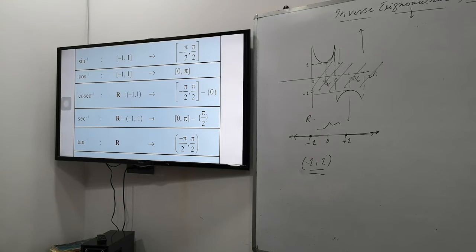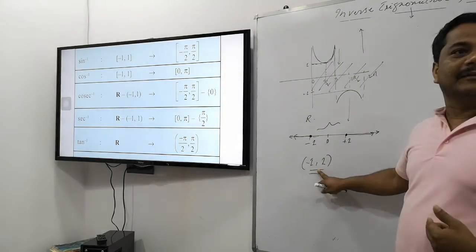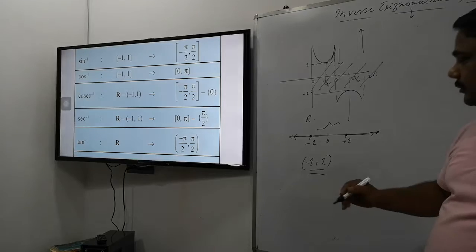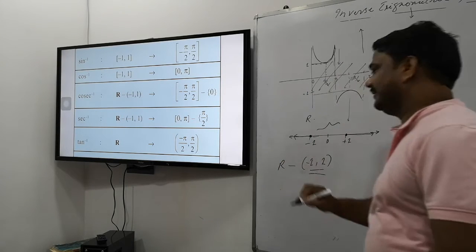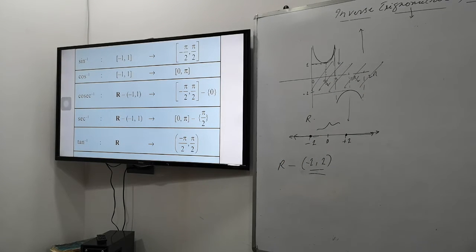This will be the domain for cosec inverse. Is that clear or not? You may say this is... But listen, all real numbers. So how do we represent that? We will represent it as R minus this, because minus 1 and plus 1 you have to leave out. Minus 1 and plus 1 will not come in the range.